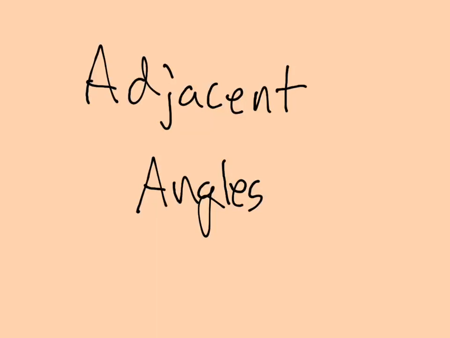We're going to talk about adjacent angles. So first thing you need to know is the word adjacent means next to. It's not overlapping. It means they're touching each other, but they're not overlapping. So let's take a look at adjacent angles.